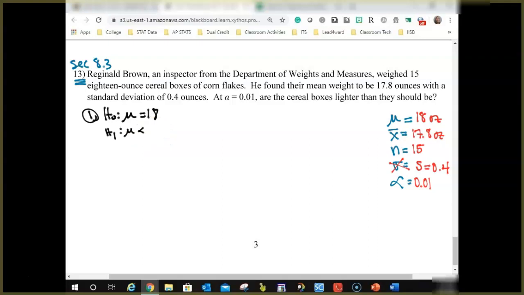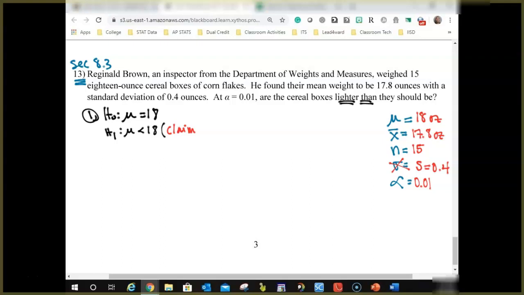And then alternatively, they felt like the boxes were lighter. Are the cereal boxes lighter than they should be? Well, then is the true mean really less than 18 ounces, right? We're being told that each box contains 18 ounces of cereal or cornflakes, but are the boxes really lighter than they should be? And that particular statement is our claim.